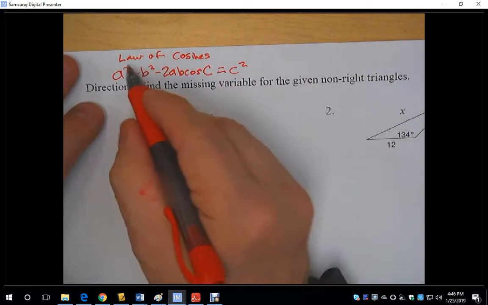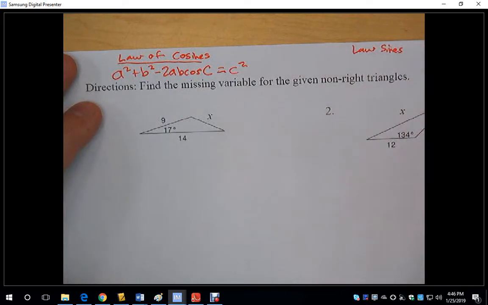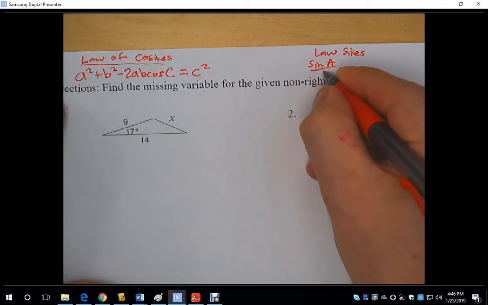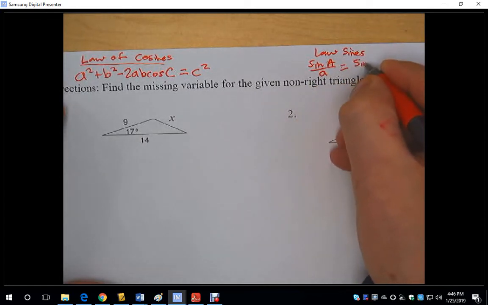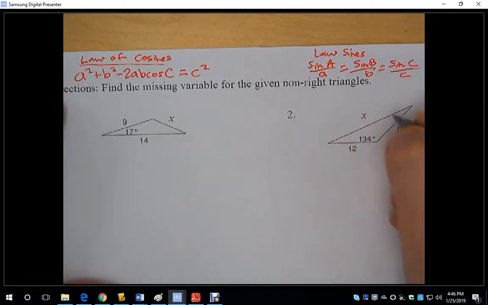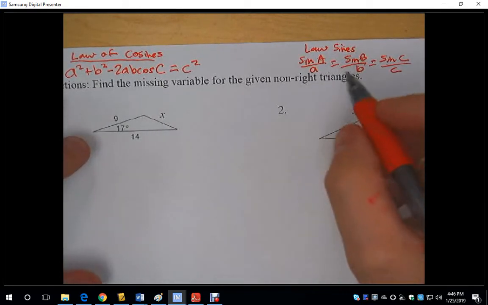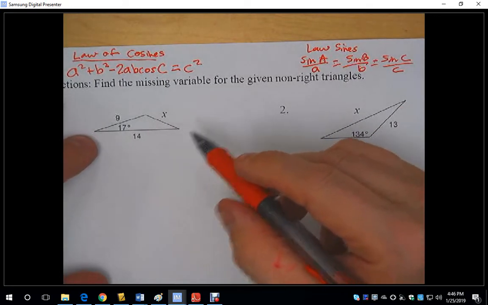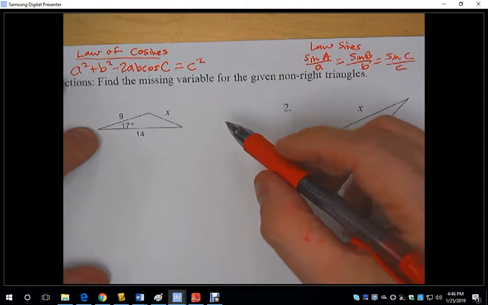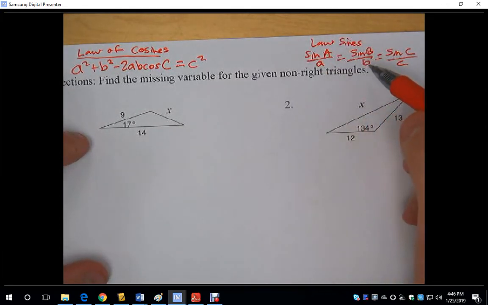Besides the law of cosines, we could also use the law of sines to solve for a non-right triangle. The law of sines is sine of angle A over length A, and that equals sine of angle B over length B, and that equals sine of angle C over length C. Now, I really think it's easier to just pretend that all of the non-right triangles can use the law of sines. If you're not told to solve by using the law of cosines, use the law of sines as a default.